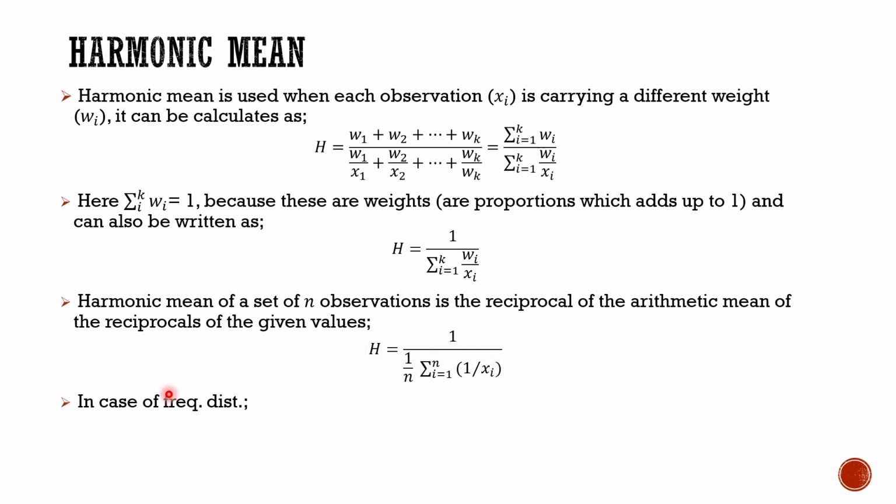In the case of a frequency distribution, you can use this formula where the small n is replaced with capital N, because here the arithmetic mean is calculated using total observations, and capital N is the summation of all fi. It means the total number of observations, and here is the summation of fi upon xi. So this is how you can calculate the harmonic mean for a frequency distribution.